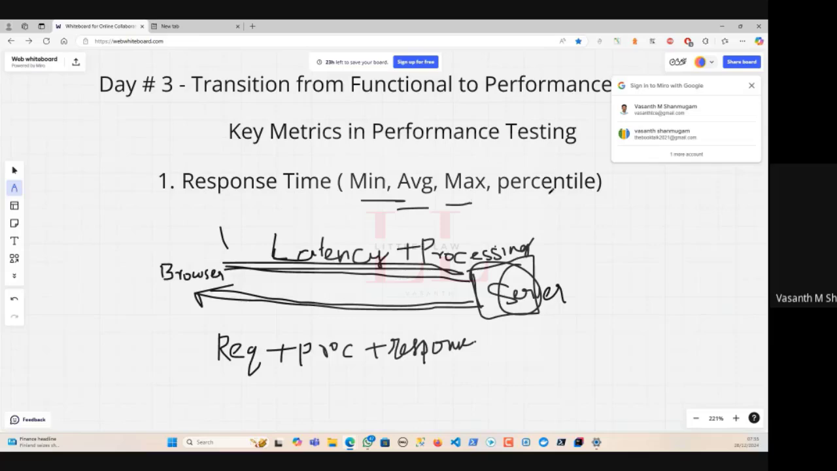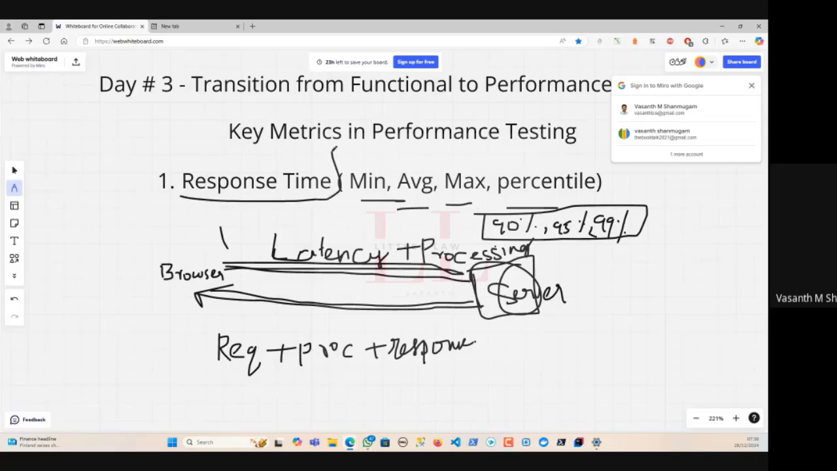And then we have the percentiles. When I say percentile, we can collect the 90th percentile, the 95th percentile, and the 99th percentile. All these three are the common percentiles that we collect. We'll see how to collect these percentiles in another video, if you haven't watched it. So these are the response times that we collect.